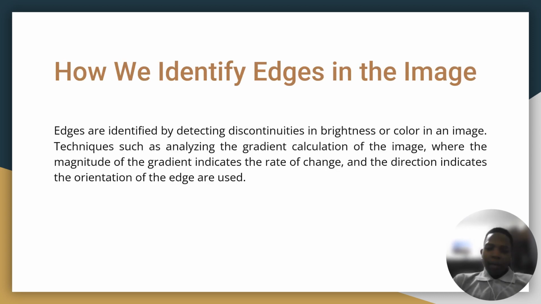So based on our previous image, how can we determine an edge? How can we identify an edge? Edges are usually identified by detecting discontinuities in brightness or color in an image. So when you're looking at your image and you see changes in color or changes in brightness, that usually represents that there is an edge at that place.